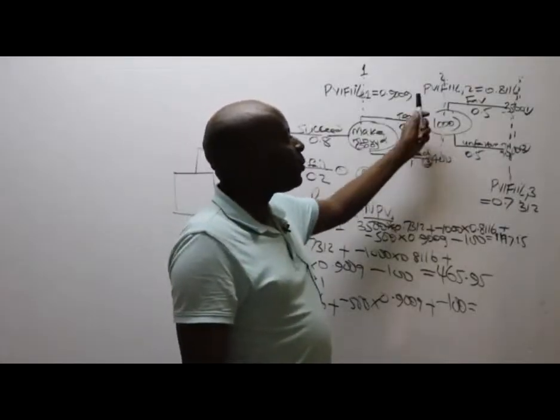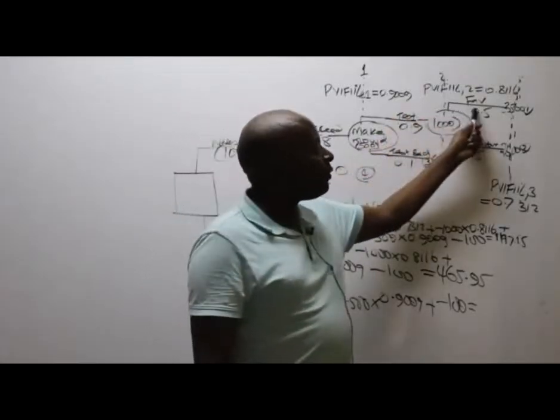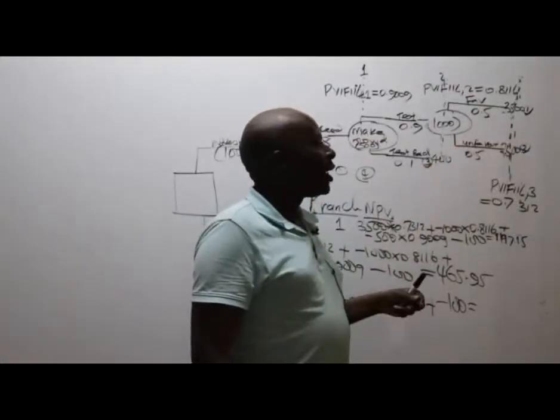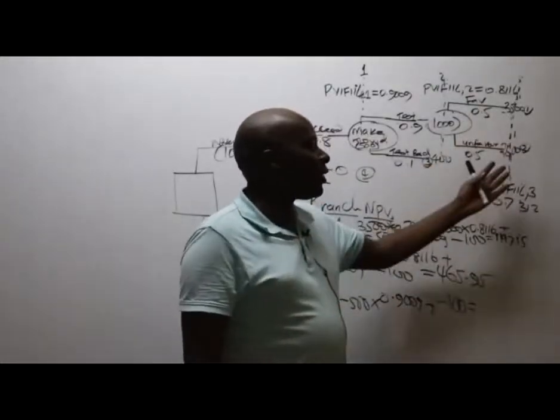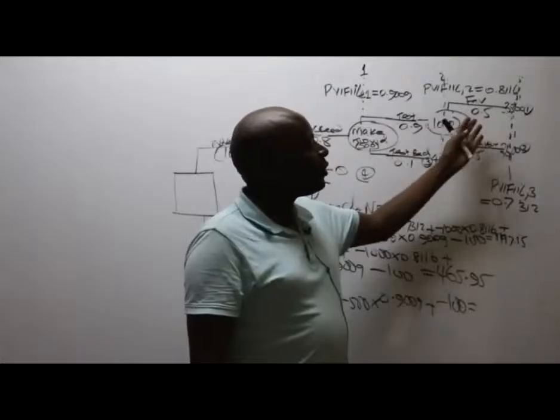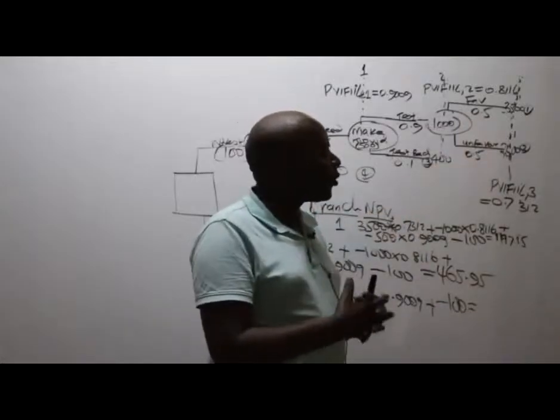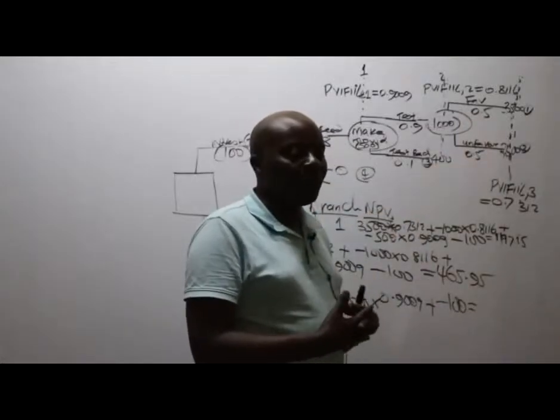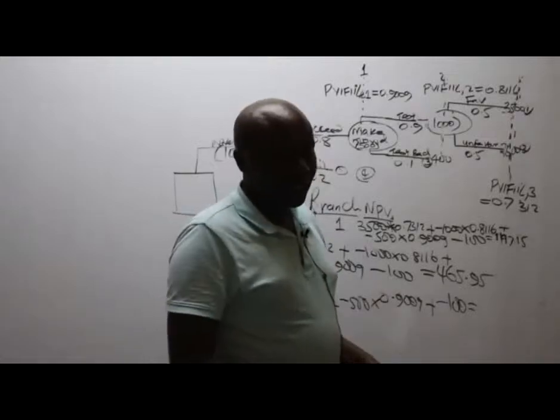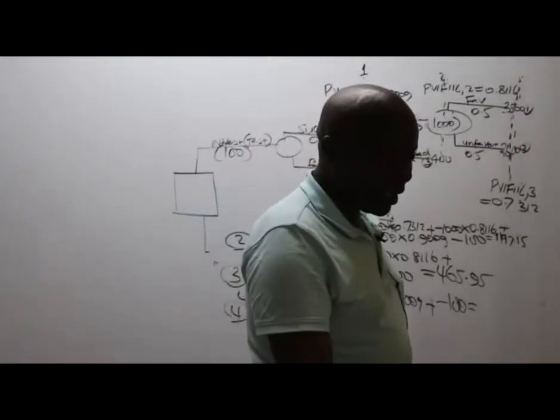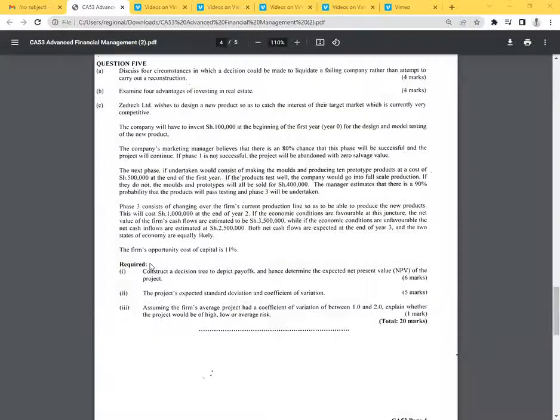If we go into full-scale production and the economy favors us, we're going to get 3,500. If the economy doesn't favor us, we're going to get 2,500. The probability of a favorable economy has been given as 0.5. They are equally likely.